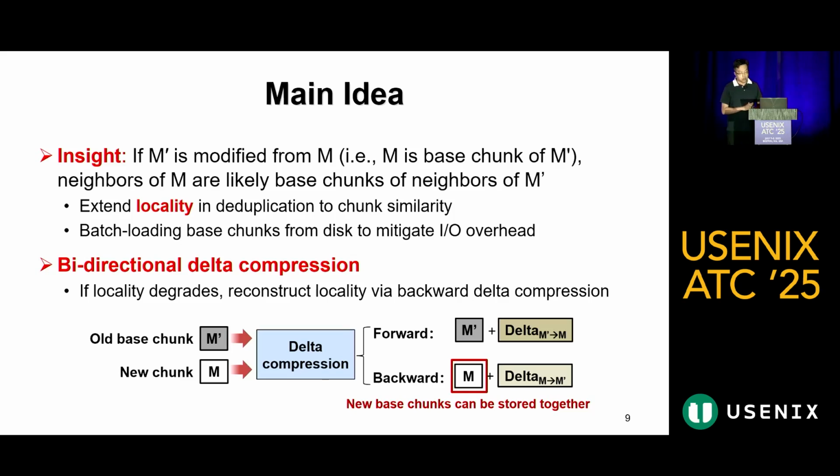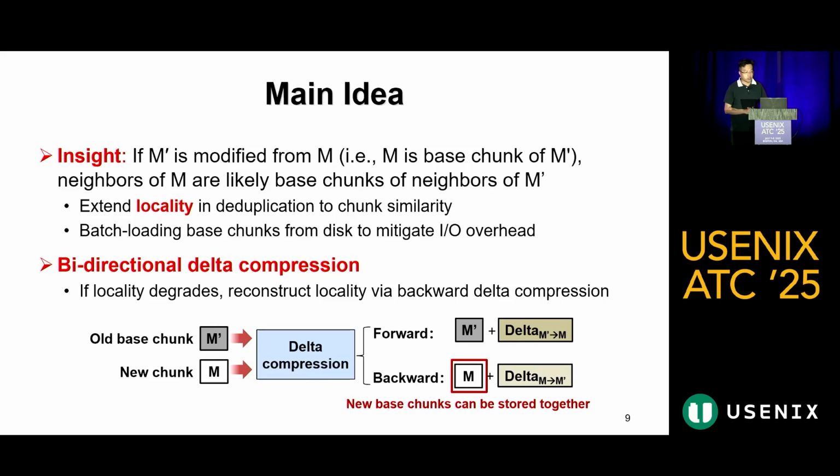However, just loading the chunks is not enough because the locality can degrade after you store a lot of backups. The reason is you choose one base chunk and you delta compress with respect to that, but after you store a lot of backups, you still refer to the very old base chunk and you apply delta compression with respect to that. So in this case, the locality will degrade and the base chunks will be scattered around.